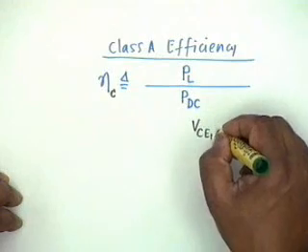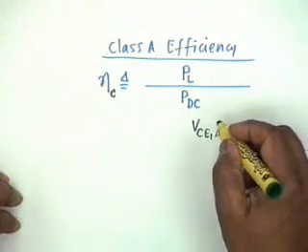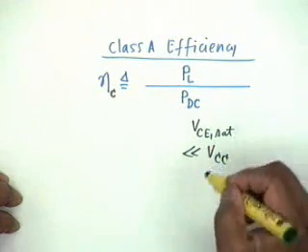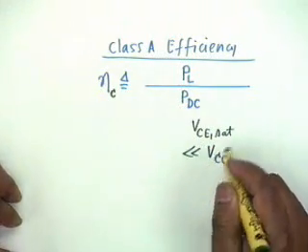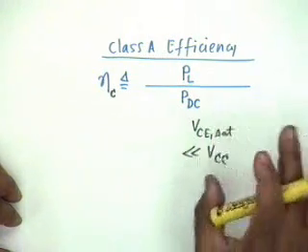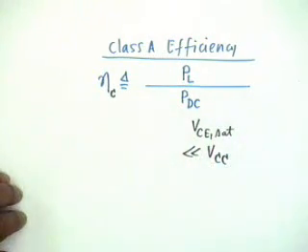We shall also ignore in our calculation, very conveniently, VCE sat. We will assume that VCE sat is much less than VCC. It's true in practice, 15 and 0.2, and therefore it can be ignored. That will keep our calculations simple.